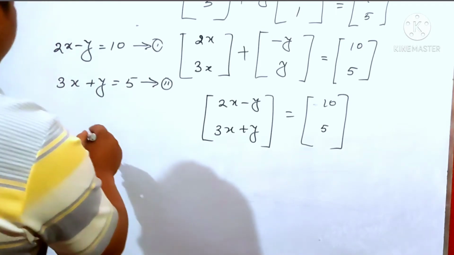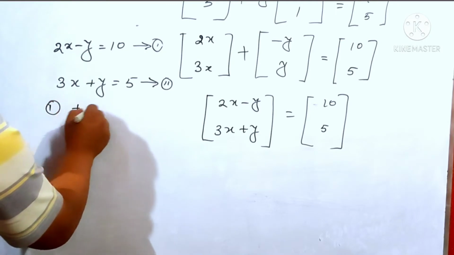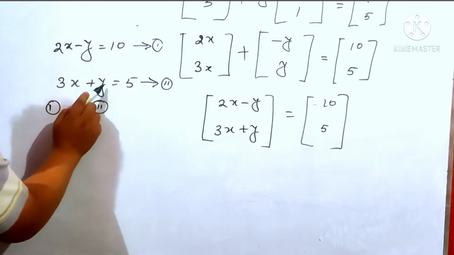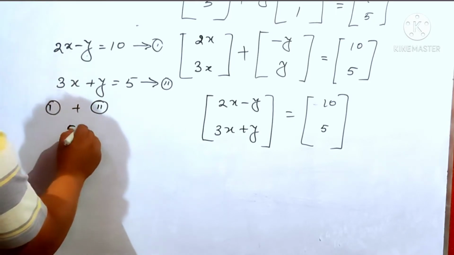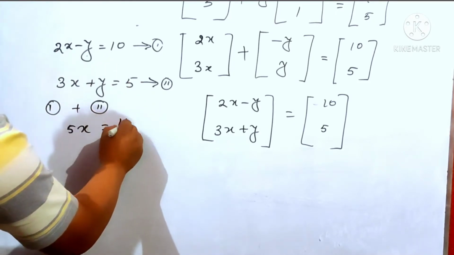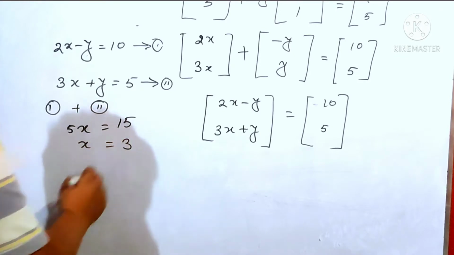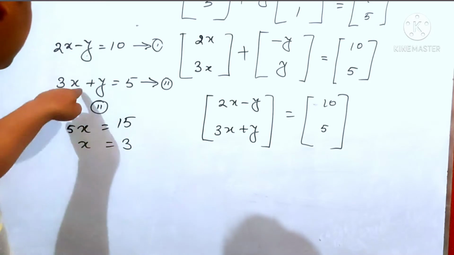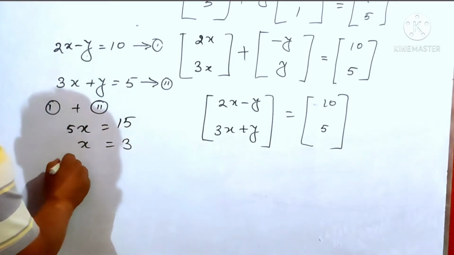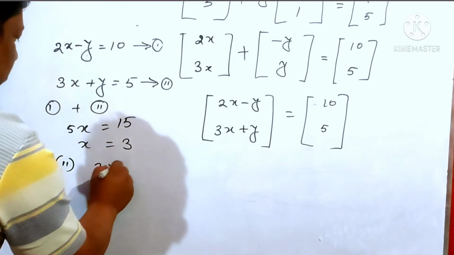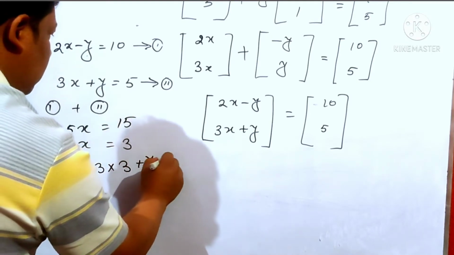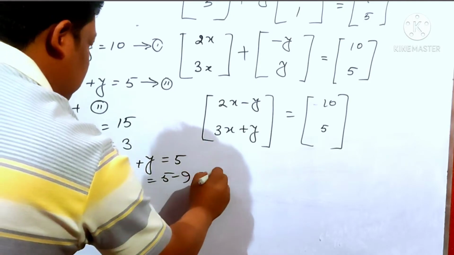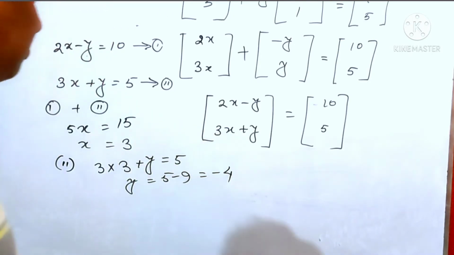So my students, look here. If I add the first equation and the second, then minus y plus y cancel, you get 5x equal to 15, x equal to 3. So I get x equal to 3. Now you substitute here in the second equation. So 3 into 3 plus y equal to 5. So y equal to 5 minus 9 equal to minus 4, and that is your answer.